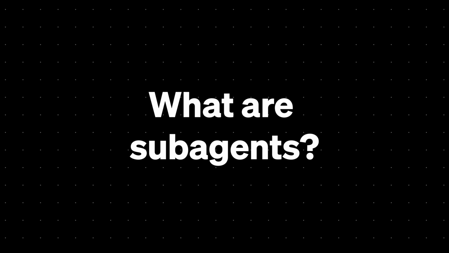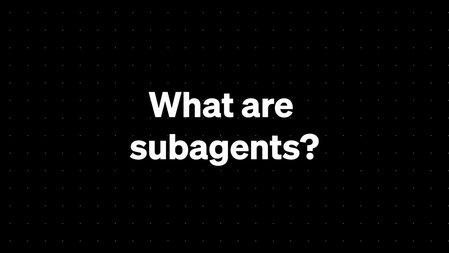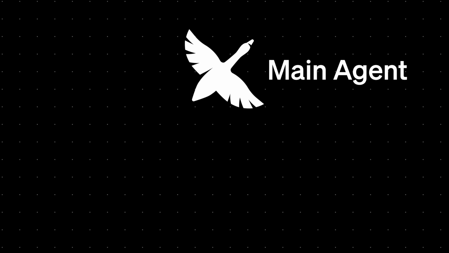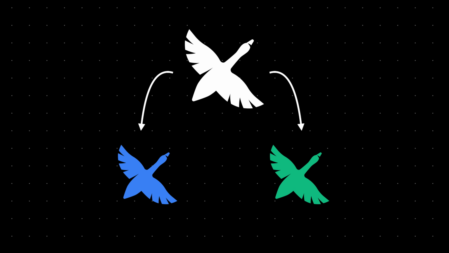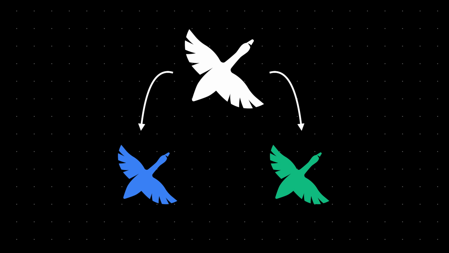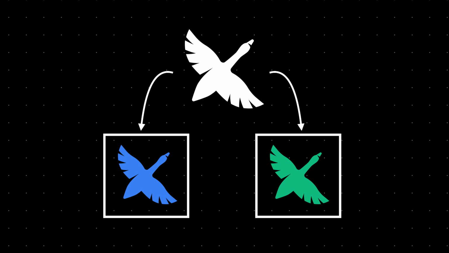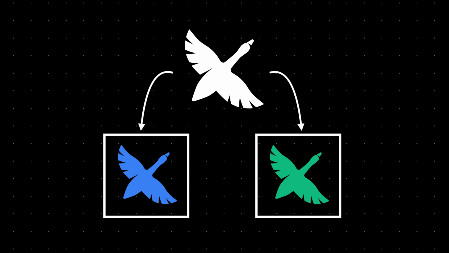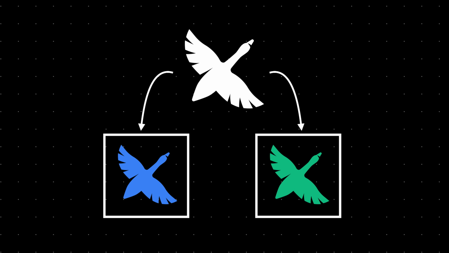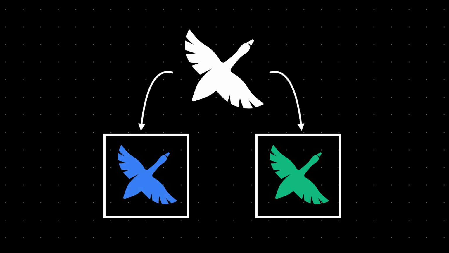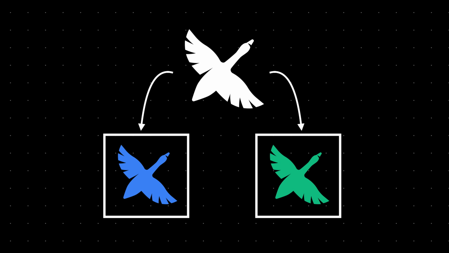What are subagents? Well, in Goose, you can think of your regular Goose conversation as the main agent. This is what you're probably used to working with. Subagents are separate instances of Goose that can be created by this main agent. And each of these subagents are completely independent, meaning they have their own context and they operate in complete isolation. The idea here is that you can create subagents that specialize in performing very specific tasks.